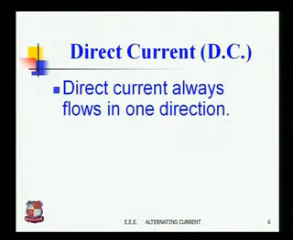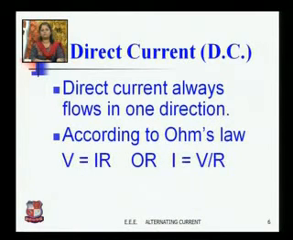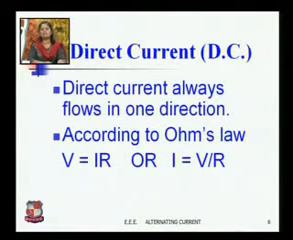First of all, direct current. Direct current always flows in one direction, meaning the direction of current is constant throughout the time period. According to Ohm's law, the voltage applied to a particular circuit is equal to the product of current flowing through the circuit and resistance of the circuit, or you can rewrite the equation like this: I is equal to V by R. Here I is the current passing through the circuit, V is the applied voltage, and R is the total resistance of the circuit.